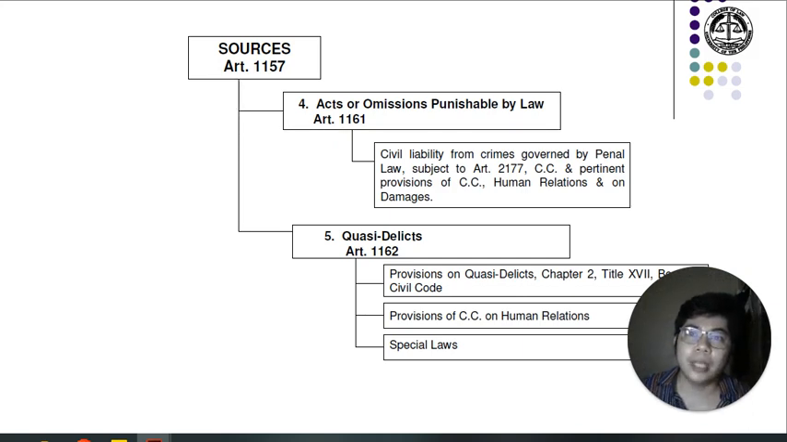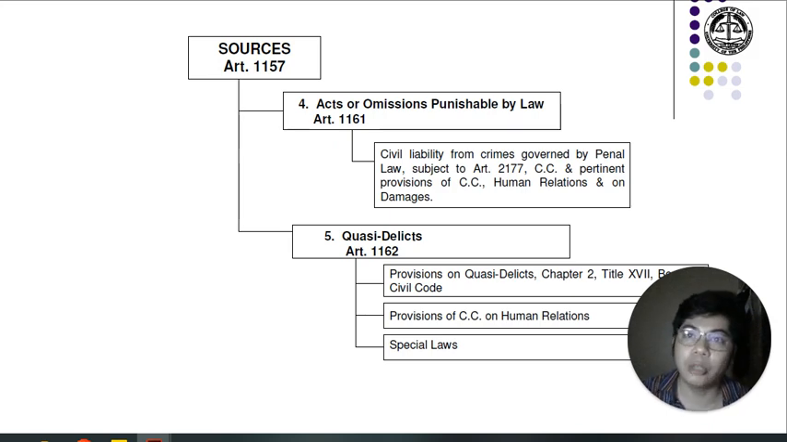So, in this article, what is being introduced here is the characteristics of the obligations arising from contracts. Actually, we have three characteristics. Okay, so we will learn this in our midterms that the three characteristics are the obligatory force of the contract, relativity, and also the mutuality of the contract.